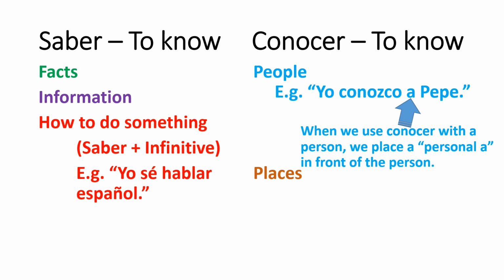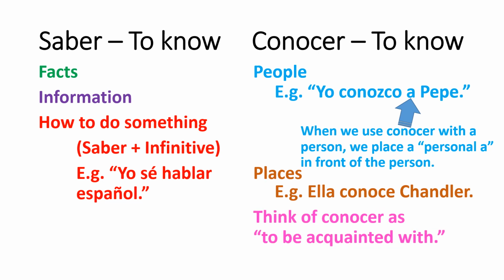Yo conozco a Pepe. We don't need that when a place is a direct object. So ella conoce Chandler works just fine. In either of these cases, we're talking about knowing or being familiar with a person or a place. You might think of this as kind of in the sense of being acquainted with. So if I'm acquainted with Pepe, I know him, then use conocer. If I'm acquainted with a place like, oh yeah, I've been to Chandler, I know Chandler, then use conocer.